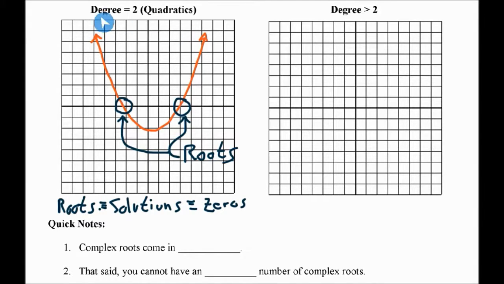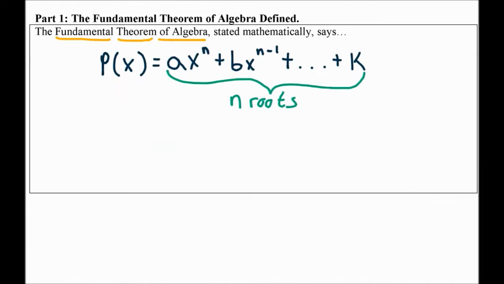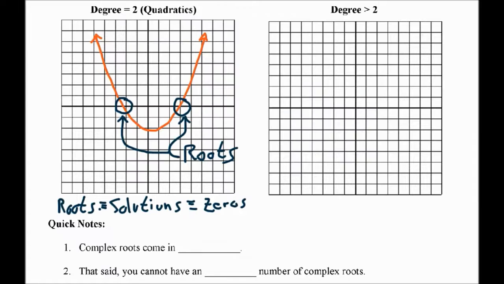So if we're dealing with a quadratic equation that has a degree of 2, it's telling us that there are exactly two solutions that would make the polynomial 0. So there are two real numbers, in this case, that I could plug in to make the polynomial 0.